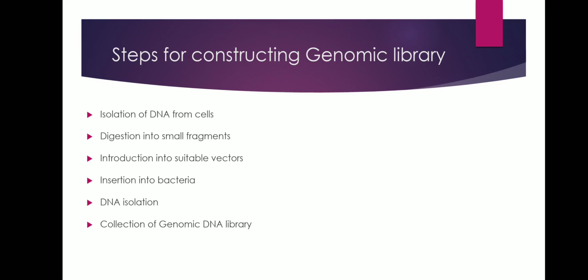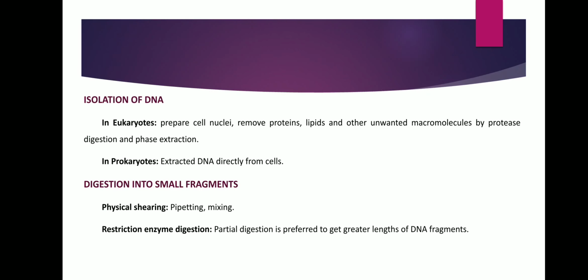The steps for constructing a genomic library: isolation of DNA from cells, digestion into small fragments, introduction into suitable vectors, insertion into bacteria, DNA isolation, and the last step is collection of the genomic DNA library. Isolation of DNA. In eukaryotes, prepare the cell nuclei, remove proteins, lipids, and other unwanted macromolecules by protease digestion and phase extraction. In prokaryotes, they extract DNA directly from the cells.